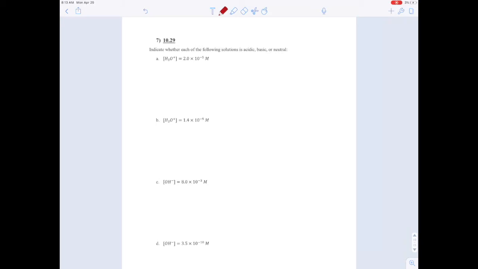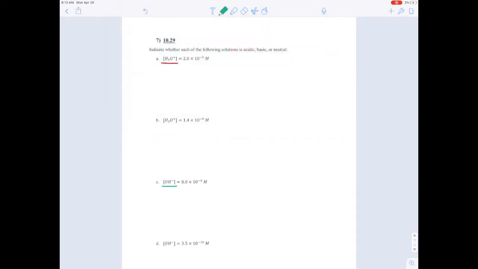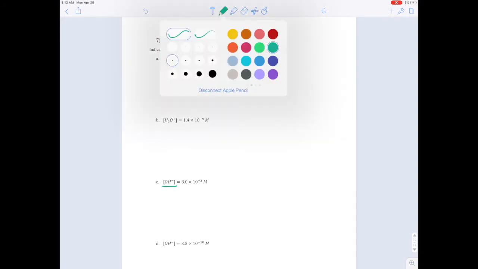Chapter 10, Question 7, says to indicate whether each of the following solutions is acidic, basic, or neutral. And what they do is they give you concentrations, that's what the brackets are telling you, of either H3O+ or OH-. And then they give you some number for the concentration.